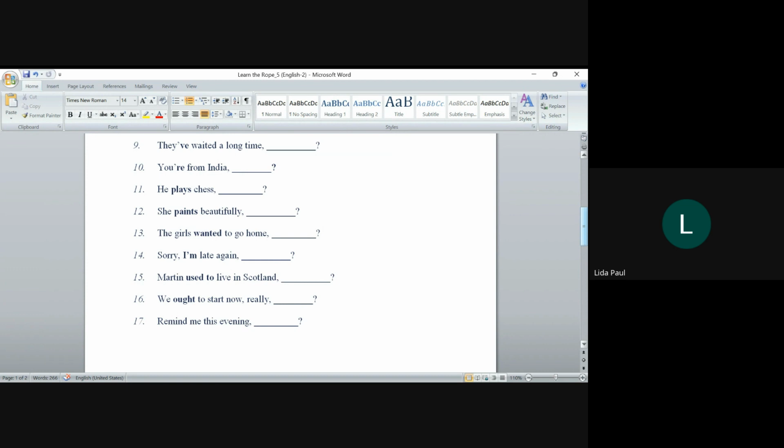So by convention, whenever you have the am form of the verb, which is the first person singular form, the question tag is always going to be aren't I, right?